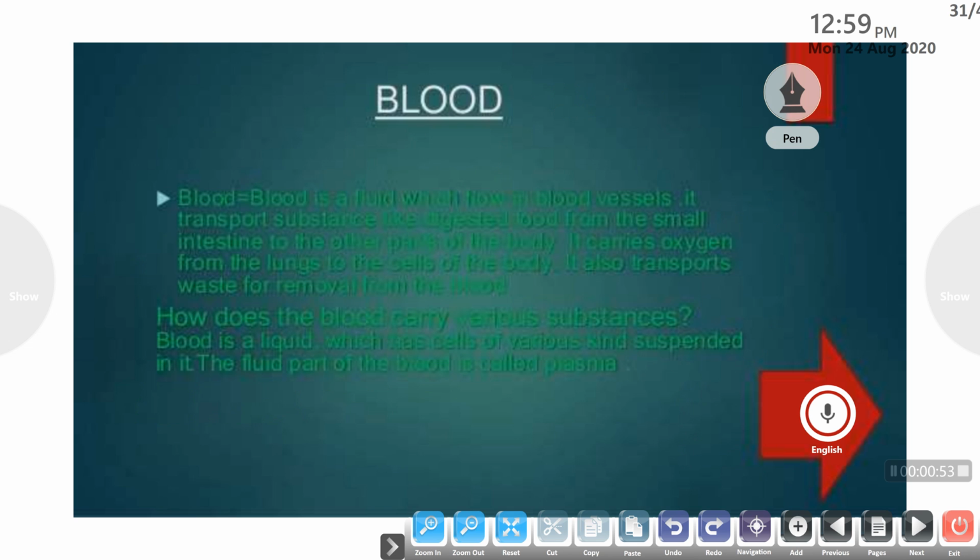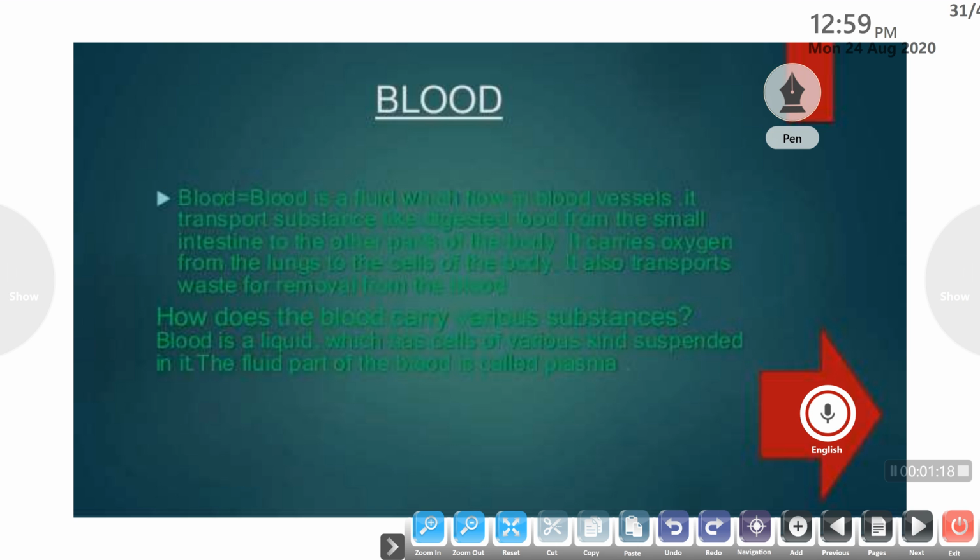Firstly, what is blood? As you all know, blood is a connective tissue, or it is a type of fluid which flows in the blood vessels. It transports substances like the digested food from the small intestine to the other parts of the body. It carries oxygen from the lungs to the cells of the body, and it also transports the waste for removal of the waste from our body.